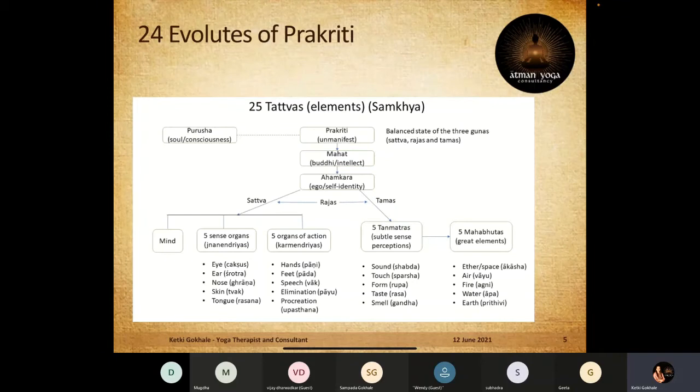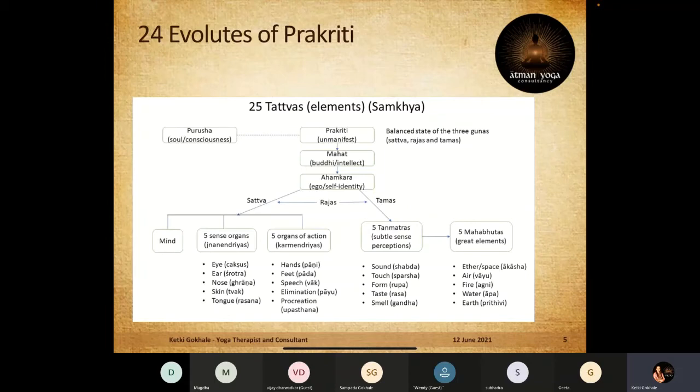The next evolutes are the five sense organs and the five organs of action, that is Jnanendriyas and Karmendriyas. What are the five sense organs, Jnanendriyas? That is Chakshu, Shrotra, Ghrana, Tvaka and Rasana, our eyes, ears, nose, skin, and tongue. The five sense organs through which we are constantly taking information from the external world. Mind receives it, and accordingly we act, speak, or think.